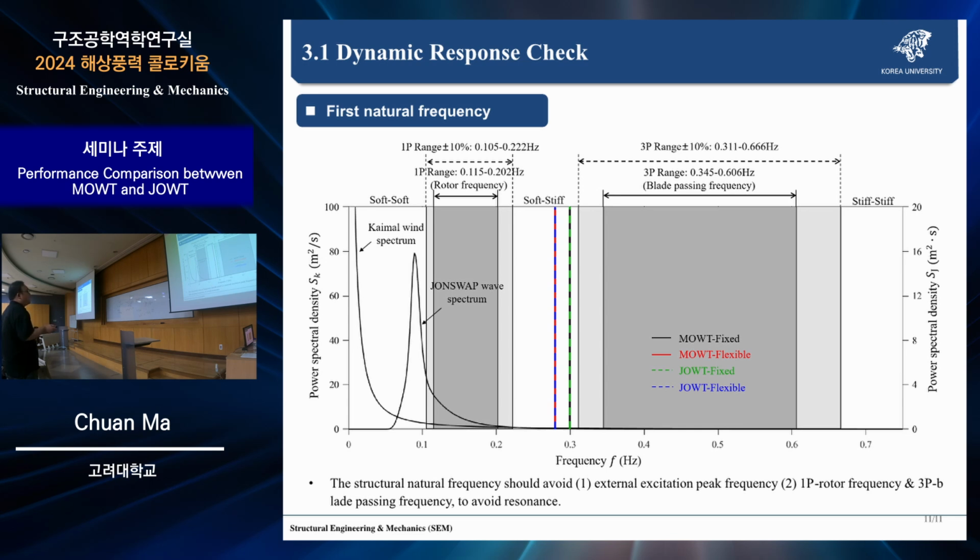And also we need to avoid the 1P and 3P. 1P means the rotor frequency in this range. This is the 3P, the blade passing frequency. You can see it's outside of this range, so we avoid resonance.